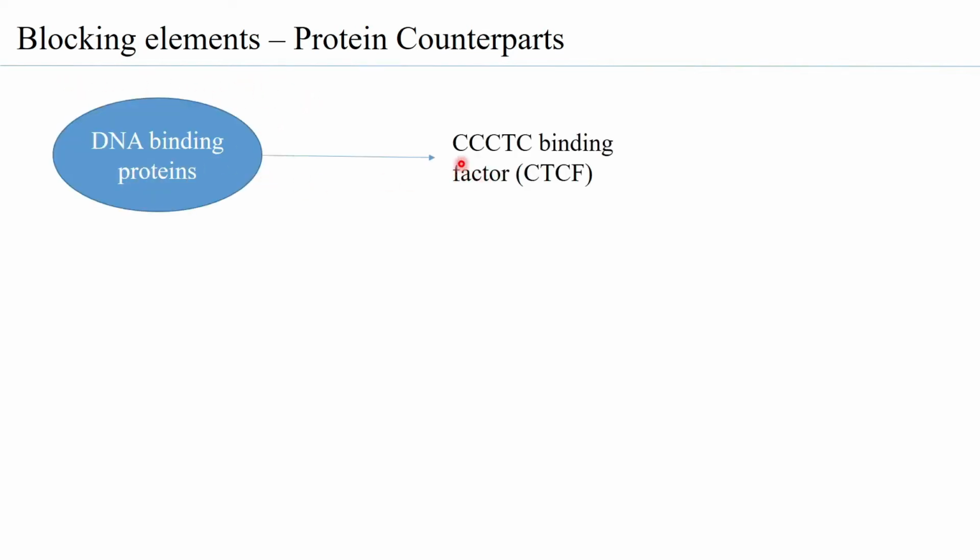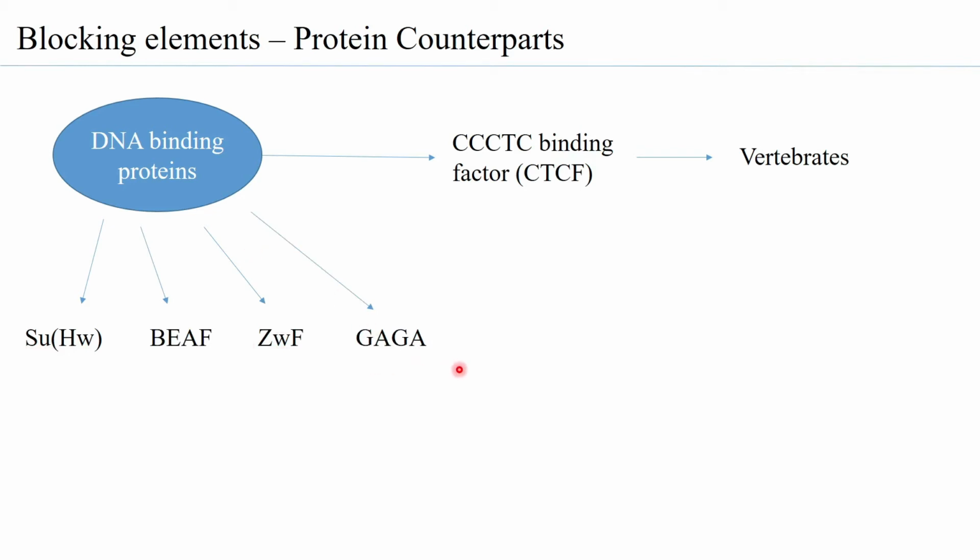One of the examples is the CCCTC binding factor, that is the CTCF. This has been majorly found in the vertebrates. While a lot of studies have been done in Drosophila, it has been found that there are several different DNA binding proteins that can bind to different blocking elements or insulators. So you have what is called the SUHW proteins, you have the BEAF proteins, you have the ZW proteins, you have the GAGA factor. All these are different repressor proteins that are influencing transcription. And these have all been found in Drosophila melanogaster.